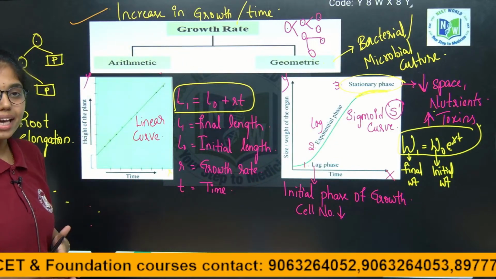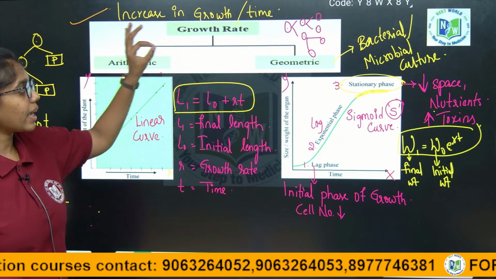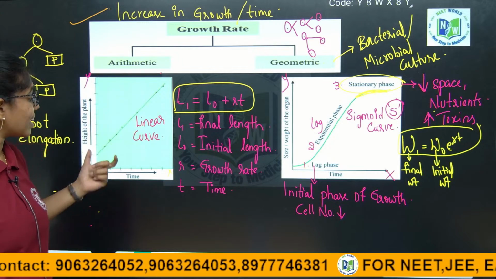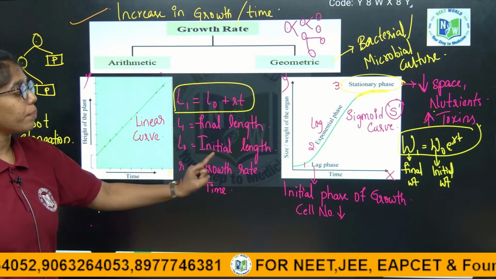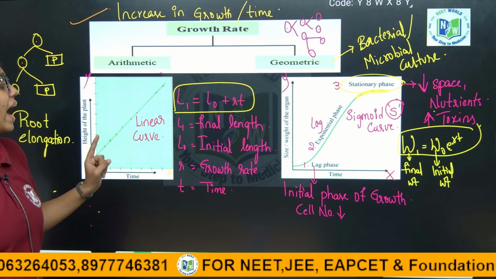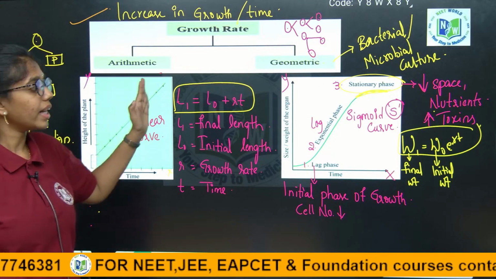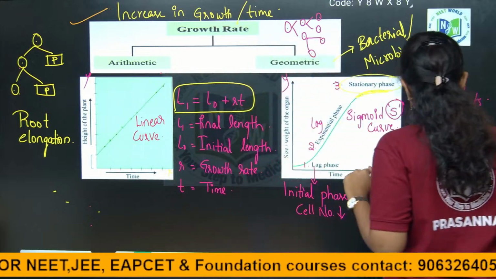Yes. Now, from the exam point of view, what you have to remember? You should know what is arithmetic and what is geometric growth rate. You should know the graphs. You should know what is there on the x axis and y axis. What is the shape of the curves that you see in the graph, and what is the formulae that is used for arithmetic growth rate and geometric growth rate. This is what you have to know.